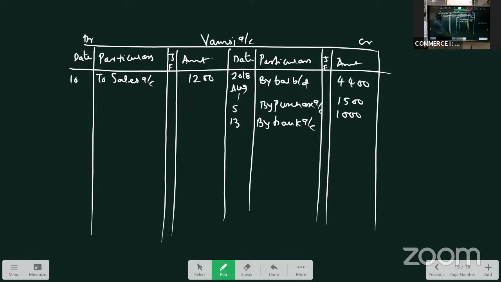Next, paid cash to Vamshi. We are paying cash to Vamshi. So Vamshi is the receiver. Write it on the debit side. To cash, amount is 100 rupees.